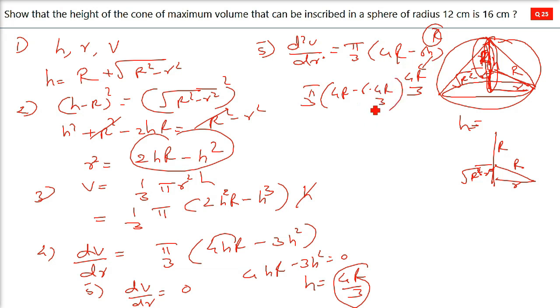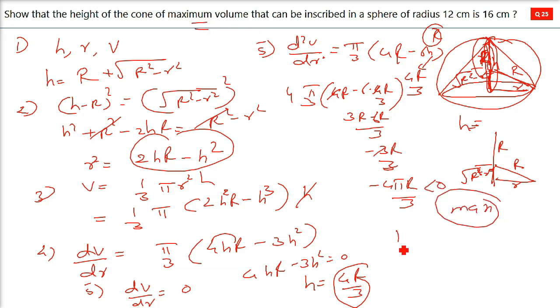So now I am replacing this h by 4R by 3. You can just take this 4 outside, because we are more interested in the sign here. It's minus 3R by 3. You can just cancel this. It's minus 4 pi R by 3. So what do you get? It's negative, it's less than 0. So you are going to get the maximum value. And maximum volume is when h is equal to 4 capital R by 3.